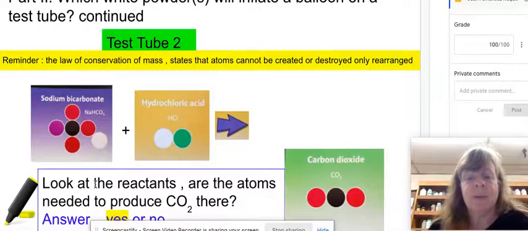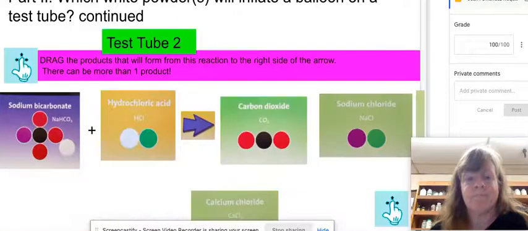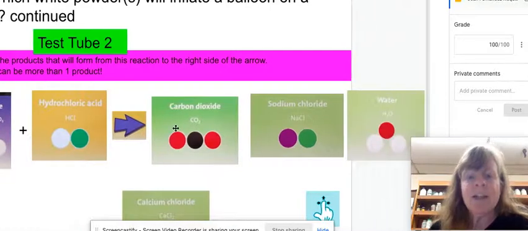Test tube 2. Again, we're looking to make carbon dioxide gas. Are the atoms there? We're not saying it's carbon dioxide as a reactant. We're saying, are the atoms there to produce it? And the answer is yes. Look here. There's a carbon and 2 oxygens. Now, in the beginning, they're in the form of sodium bicarbonate. Those bonds are going to break and reform, and carbon dioxide will get produced. Okay, so you can see all of the atoms here are on the other side as well.